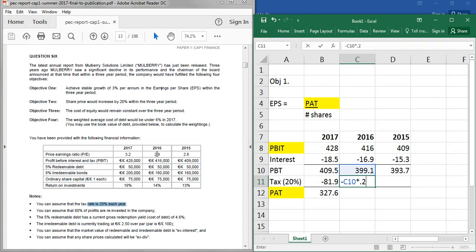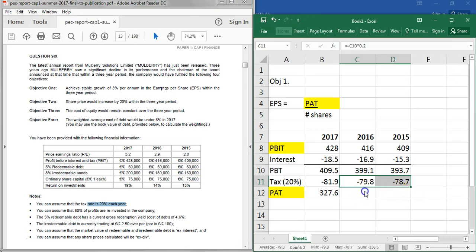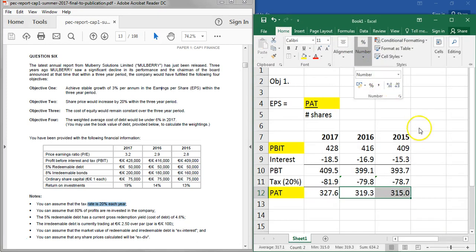Tax at 20%, which is minus 79.8. And that should be times 0.2, minus 78. So you can only do it to one decimal place if you want. That's fine. There's no need to go to two decimal places here. So then profit after tax for 2016 is 319 and 2015 is 315 when you round. So just round those to one decimal place to be consistent.